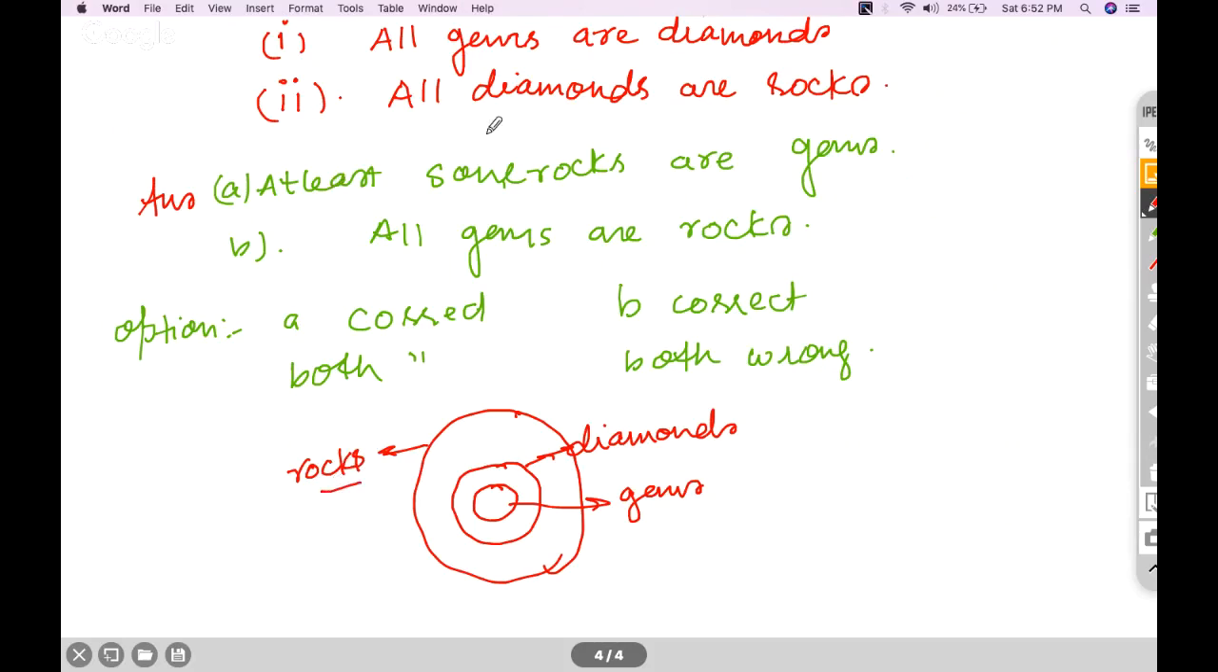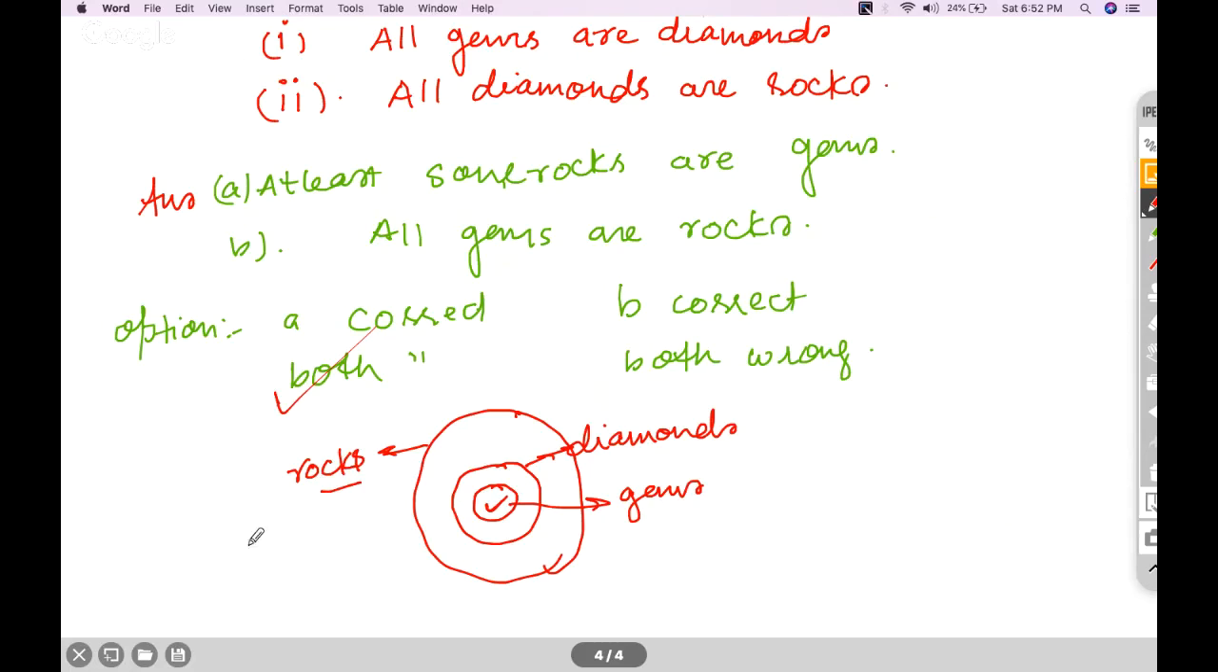So now let me go to the conclusion statements. At least some rocks are gems. Obviously, some rocks are gems because gems are coming inside the rocks. All diamonds are rocks. Yes, the diamond circle is inside the rock circle. So what is the answer? Both A and B are correct.